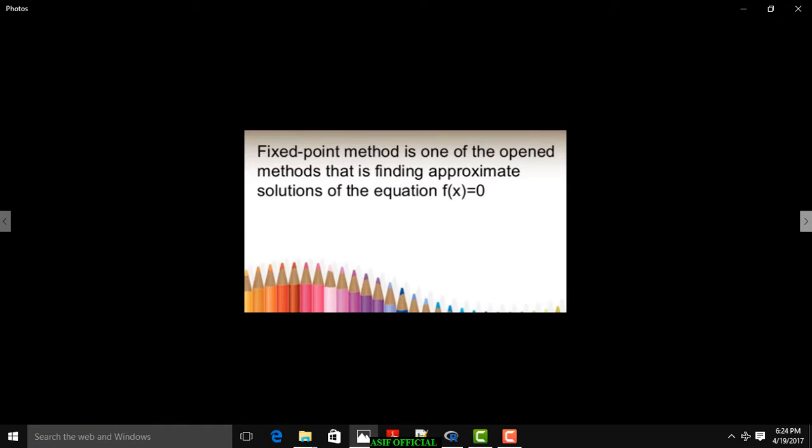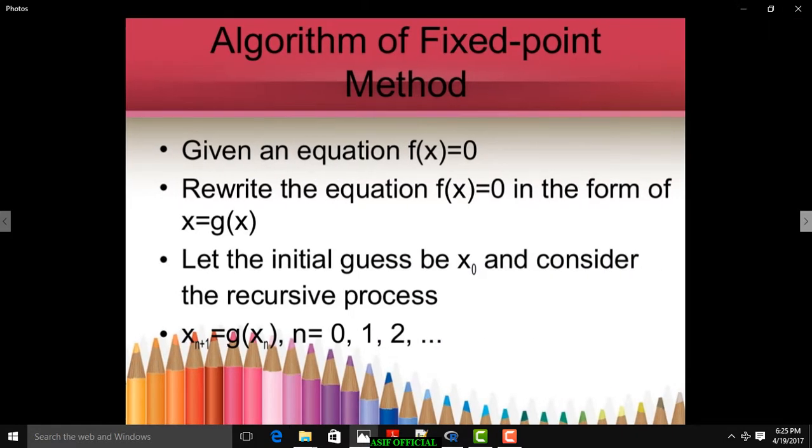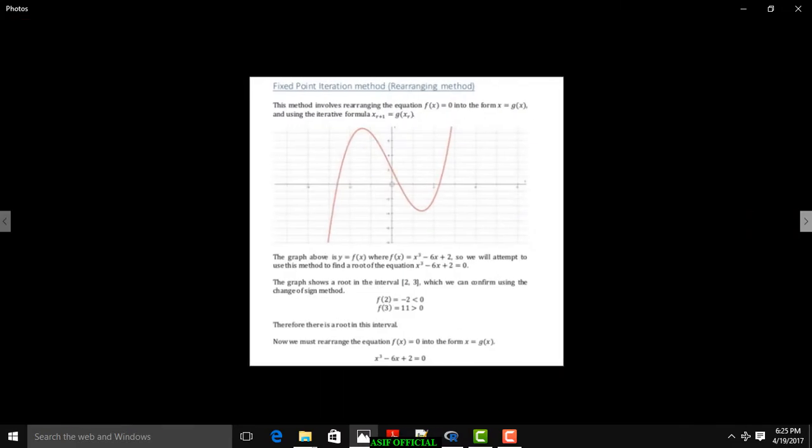The fixed point method is also known as an open method for finding approximate solutions of the equation f of x equal to 0. We already discussed the algorithm, but for your convenience I can repeat it: given an equation f of x equal to 0, we rewrite it in the form x equal to g of x, take the initial guess x0, and consider the recursive process x of n plus 1 equal to g of x of n, where n can be 0, 1, 2 and so on.